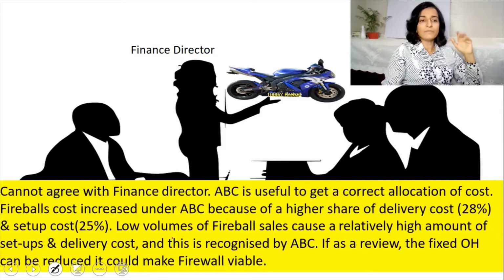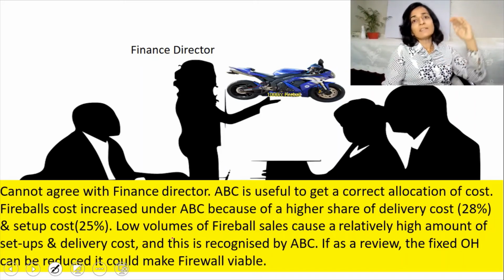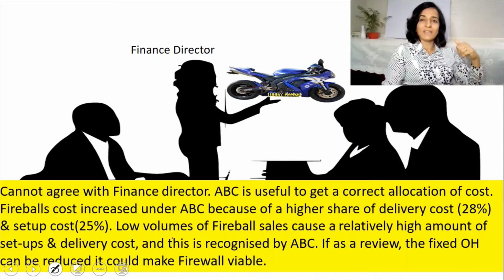So what should our reply be? Cannot agree with the finance director. ABC is useful to get a correct allocation of cost. Fireball's cost increased under ABC because of a higher share of delivery cost, 28%, and setup cost, 25%. And low volumes of Fireball sales cause a relatively high amount of setup and delivery cost. We found this out because the number of Fireballs that we are selling is very small, so for each unit the setup cost and the delivery cost is very high. And this is recognized by ABC.